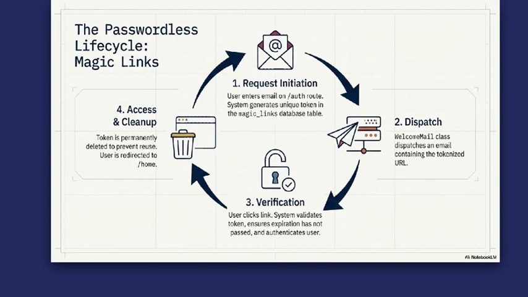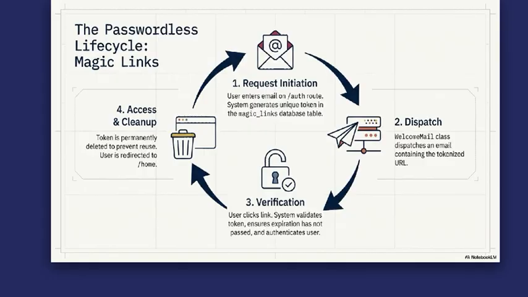Right, highly secure. So step 2 is dispatch. A class called Welcome Mail sends an email containing a URL with that token embedded right in it as a query parameter. Yep. Then step 3 is verification. The user clicks the link, the system looks up the token, verifies the cryptographic signature, checks the timestamp to make sure it hasn't expired, and authenticates the user.